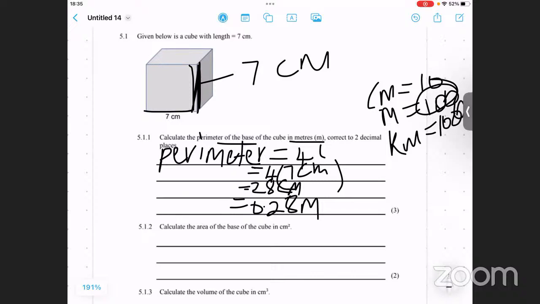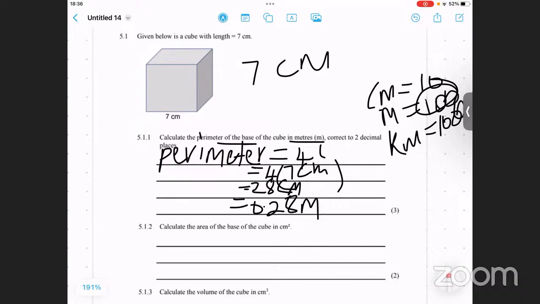Do you have any questions? Are we all good? Lihumo, are you still okay there? Yes, ma'am. Okay, if you're okay, that means we are all okay. Okay, let's look at number 5.1.2.